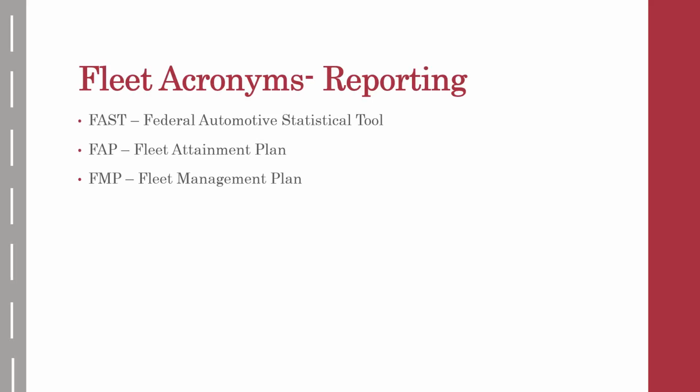We have the Fleet Attainment Plan, which is a FAP. That's a plan of how the agency is going to achieve its optimal fleet inventory. And then we have the FMP, the Fleet Management Plan, which is a narrative plan that describes the organization's efforts to manage its fleet size. It describes the organization's efforts to forecast budget requirements for upcoming fiscal years, and describes various other aspects of the fleet operation.